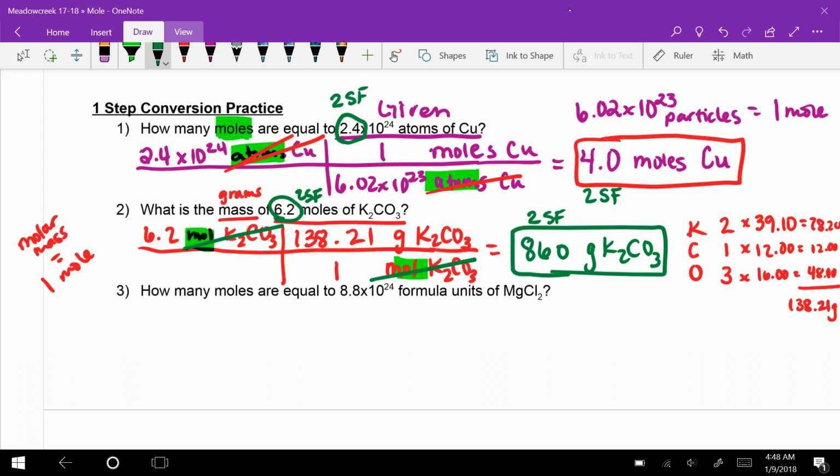Okay, so this is just a quick way of showing you how to do one-step conversions. If you need any other help with this, please let me know.